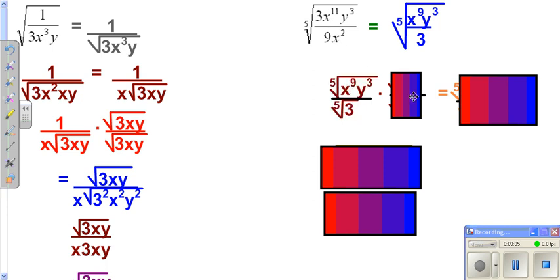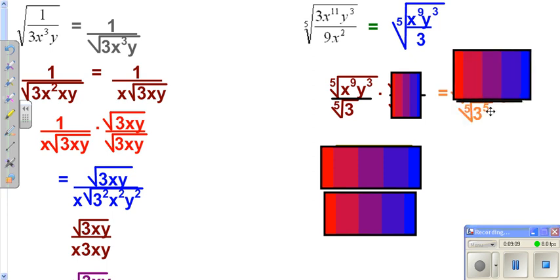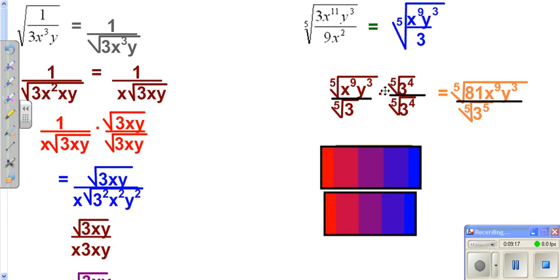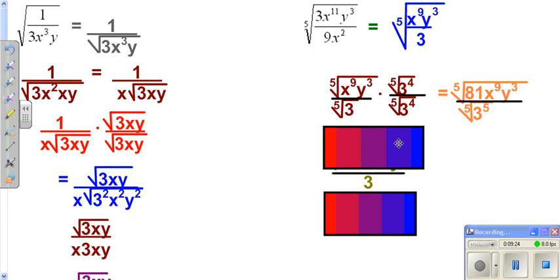Square root of a fraction, apply the root to the top and the bottom. We want to end up getting a 5th root of a 3 to the 5th because we're dealing with the 5th root. So you got to have a 3 to the 4th here on the top and the bottom. So when you multiply the top, you get this, your 81 from your 3 to the 4th. The bottom then just is your 3.